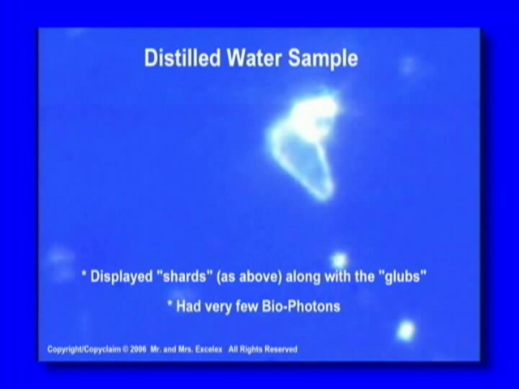We also tested samples of distilled water. This water contained shards, as shown above, along with the same crystallized globs that we witnessed in reverse osmosis water. Once again, distilled water contained very few biophotons. When distilled and reverse osmosis water was put through the hexagon 999 unit, these shards and crystallized globs were broken down or eliminated, and there was a substantial increase in biophotons.